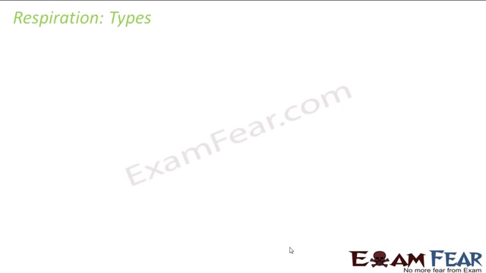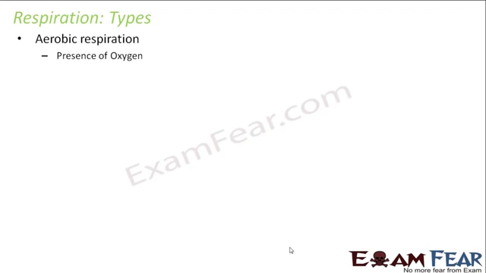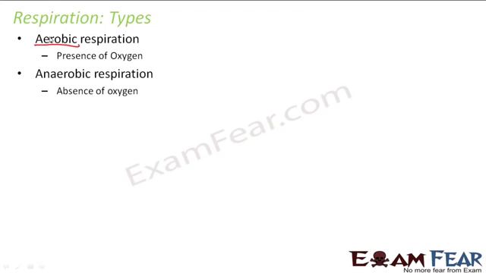So with this basic introduction on respiration, let us now talk about the types of respiration. There are two types of respiration, aerobic respiration and anaerobic respiration. Aerobic, the word aero, it means air. So respiration which happens in presence of air. Air is oxygen. So respiration which takes place in presence of oxygen is known as aerobic respiration. Anaerobic is just the opposite. That means the respiration which takes place in absence of oxygen is anaerobic respiration.